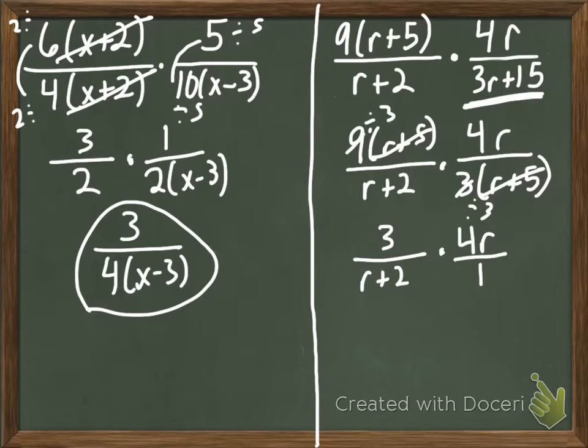So now we get to multiply across. 3 times 4r, 12r. r plus 2 times 1, r plus 2. There we go.